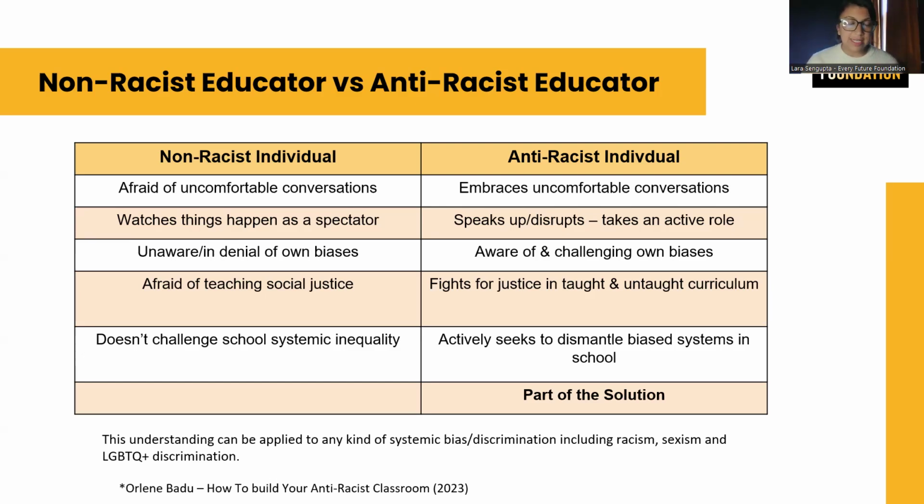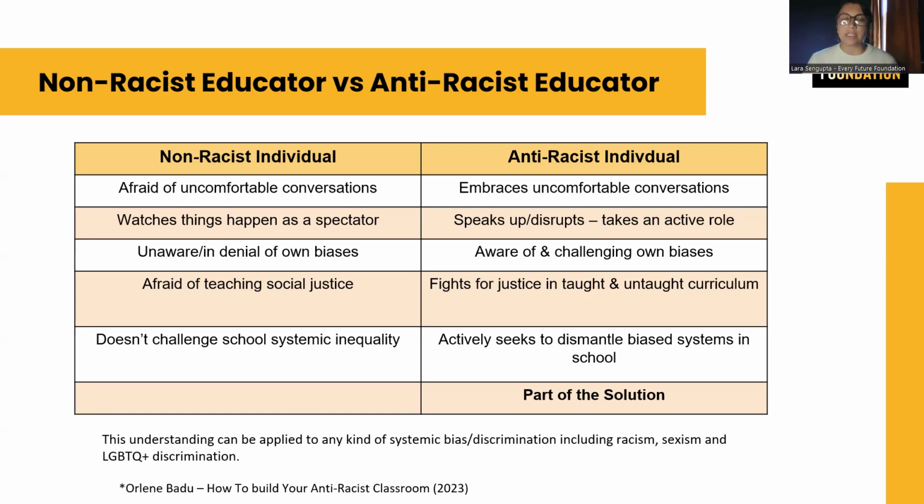Afraid of teaching social justice, because it can be controversial, and it can be a bit like releasing a loose cannon in the classroom, and doesn't challenge school systemic inequality. Whereas an anti-racist individual is more of an active stance, whereas non-racist is simply being not racist, and non-confrontational.